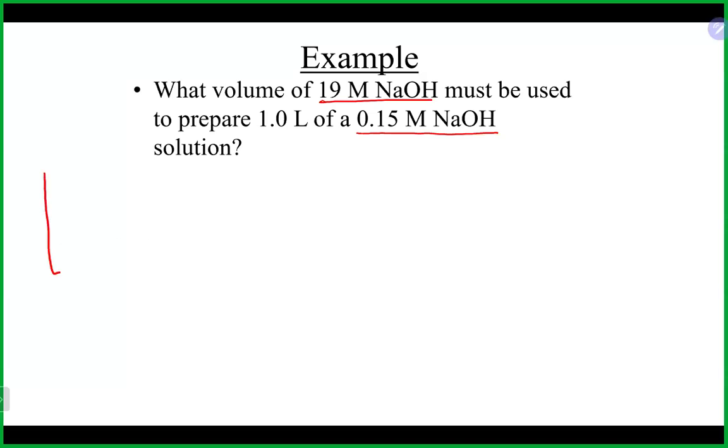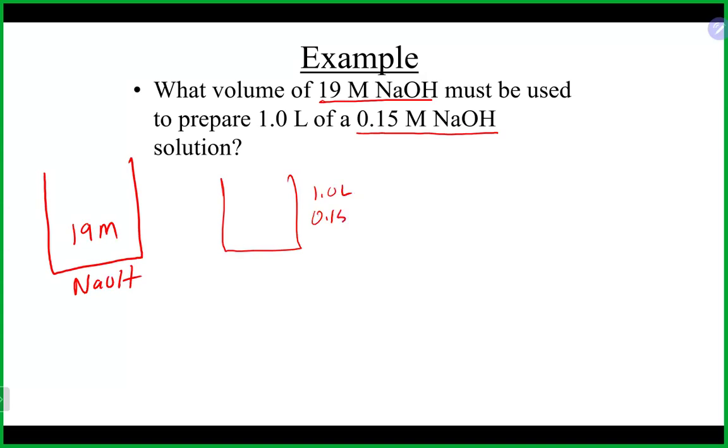So basically, we have a bottle sitting there that is 19 molar sodium hydroxide. We want to make a new container, beaker, whatever it may be, that is 1 liter in volume and has a molarity of 0.15 molar. So we could use our dilution equation, M1V1 equals M2V2. In this case, the more concentrated one would typically be M1. This would be M2. This would be V2. And that means that we really are looking for V1 in this case. This is the only thing we don't have.